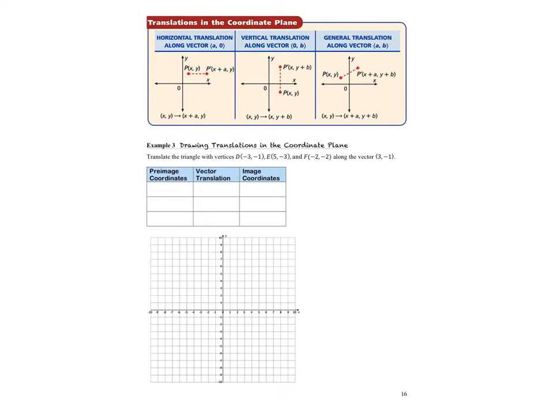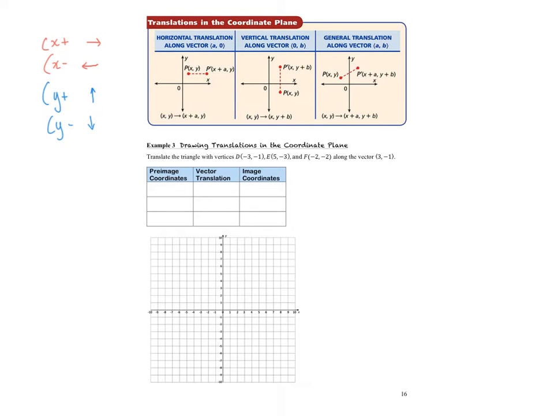Translation is sliding the figure up, down, left, right, and so we're really just adding or subtracting along the x or the y. So if I have an x and I'm adding something to that, that means I'm going to be traveling to the right. And if I have an x and I'm subtracting something from that, that means I'm going to be traveling to the left. And then we would have our y. If we have y plus something, that means we're traveling up. And if we have y minus something, then we're traveling down.